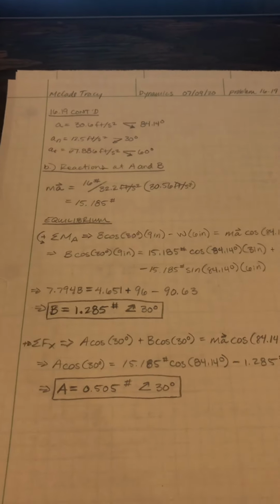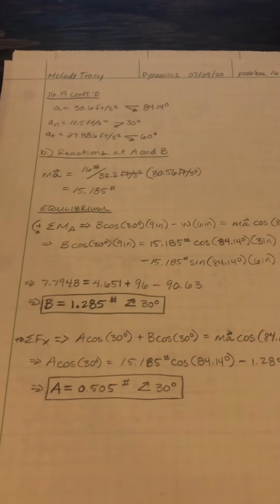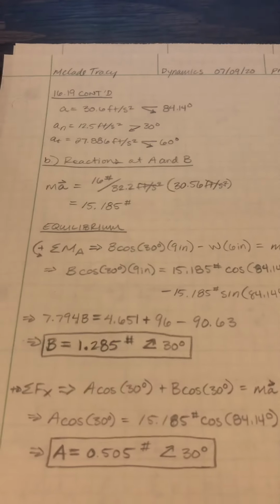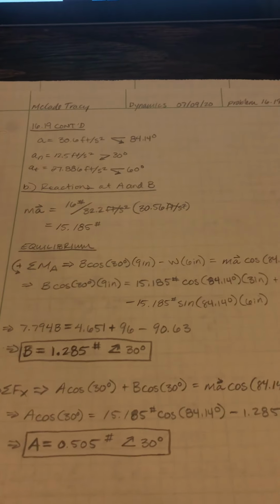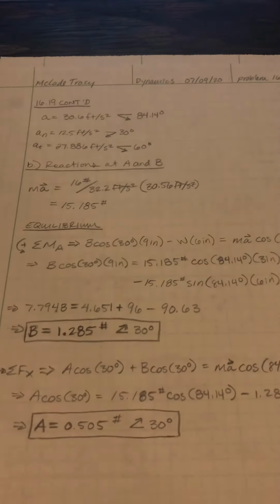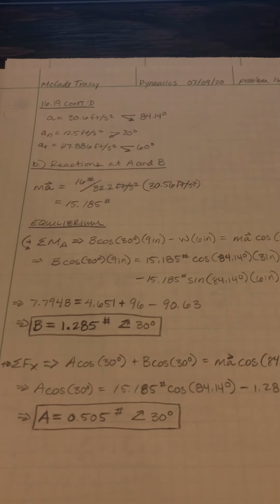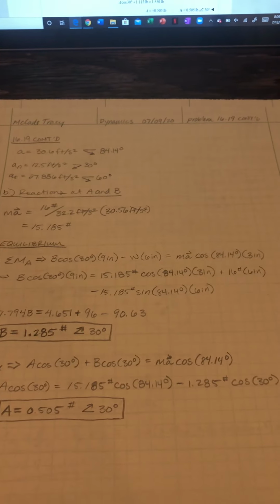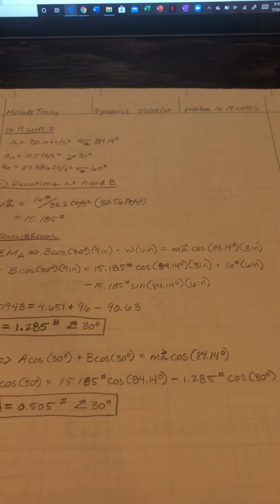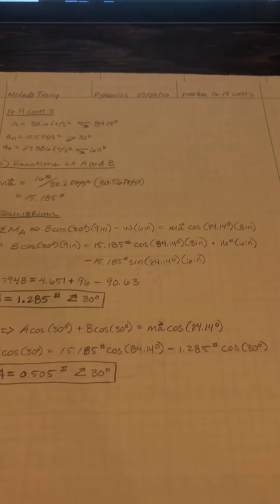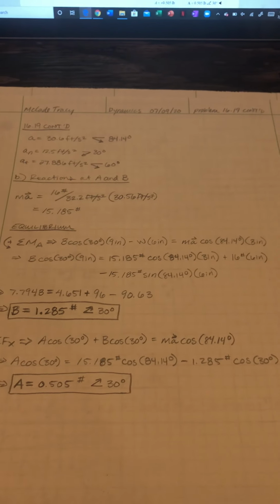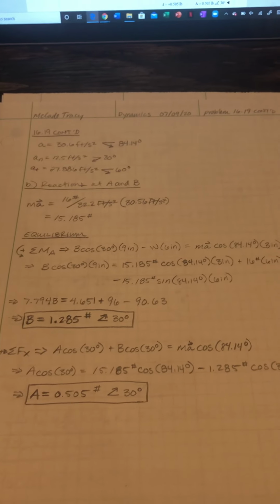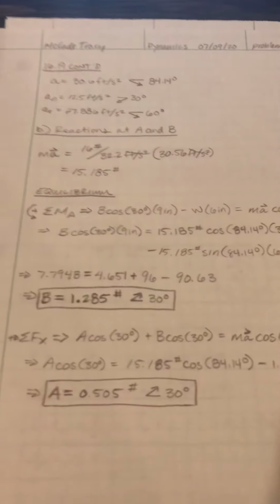So we sum our moments about A, and using what we learned in statics, we take point B times cosine 30 times the 9-inch distance minus the weight times 6 inches is equal to mass times acceleration times cosine of 84.14 degrees times the 3-inch distance.